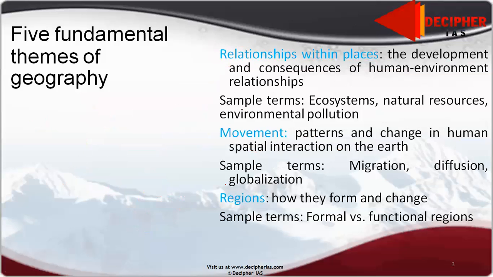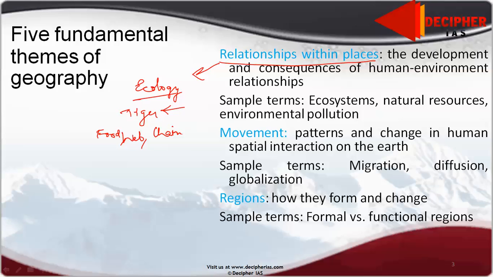Moving forward, the third theme is relationship within places. This mainly leads to interaction between organisms. For example, we study in ecology that a tiger preys upon deer. So this is a relation. We study food webs and food chains. Also we study different biomes in the world. So these all come under the relationship between organisms as well as the relationship between organisms and the environment.